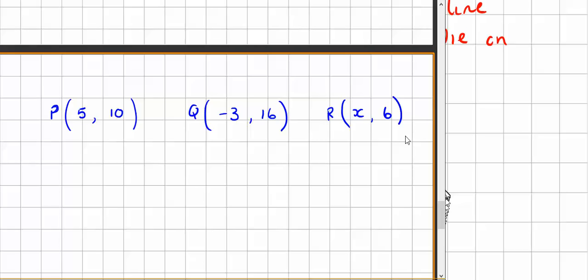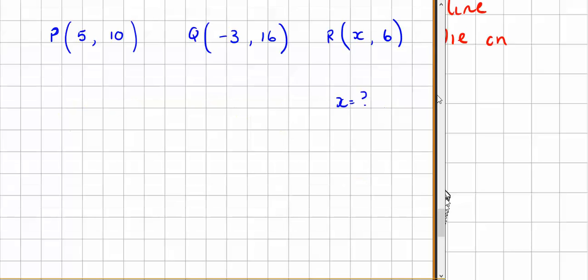I want to know what X equals for R. Be careful what you're saying. So, again, first equation is P. So, we would do, Ollie knows this, Ollie got it right.